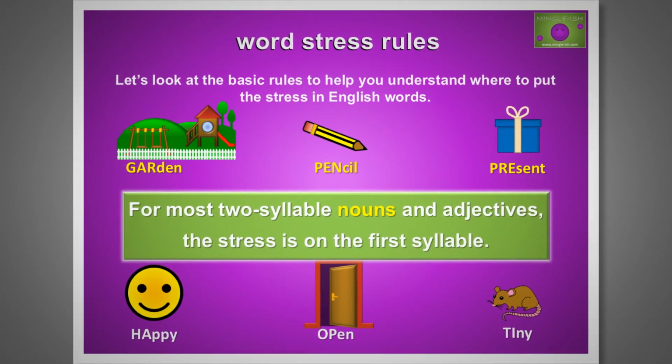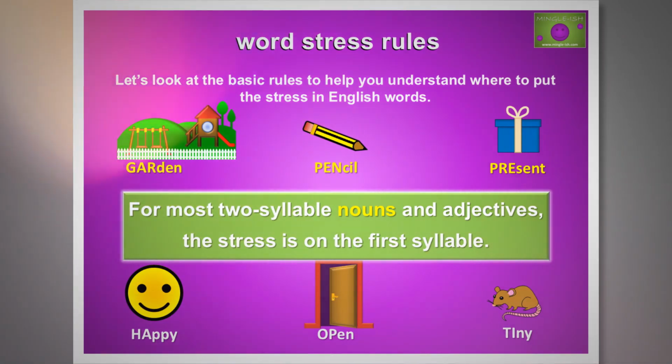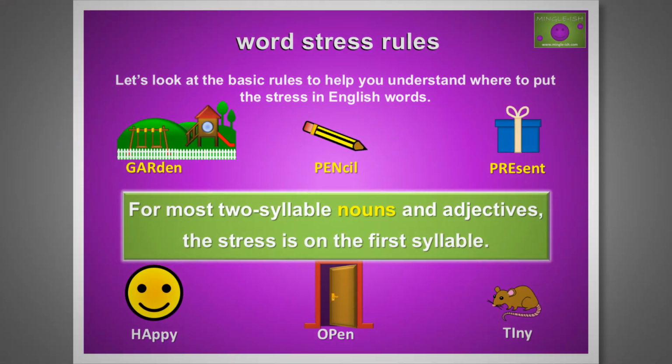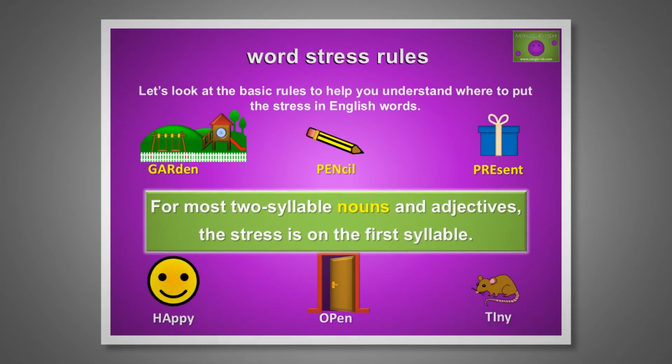Let's look at the basic rules to help you understand where to put the stress in English words. Firstly, for most two-syllable nouns and adjectives, the stress is on the first syllable. For example, garden, pencil, present, happy, open, and tiny.